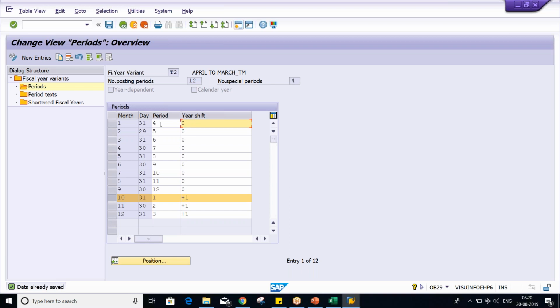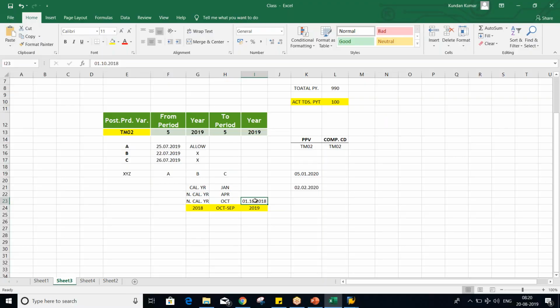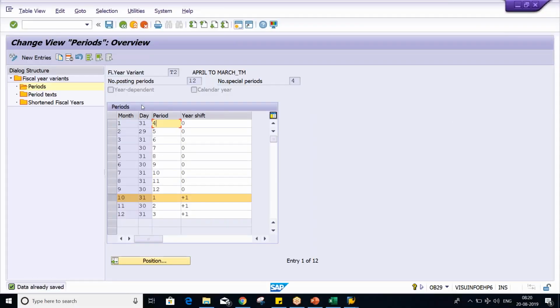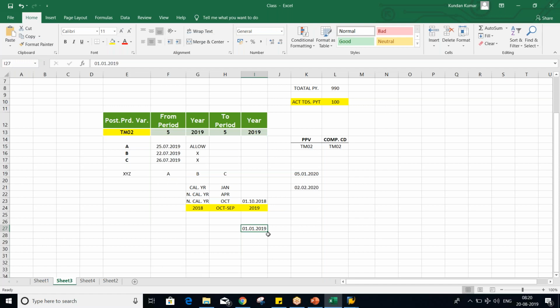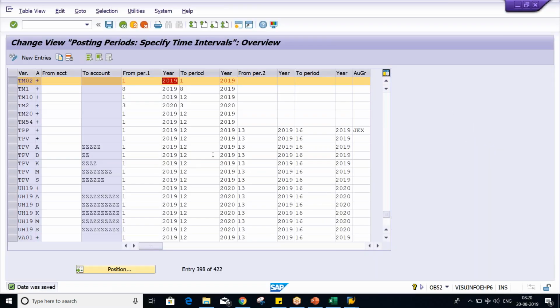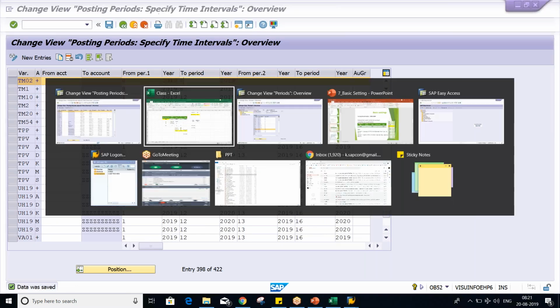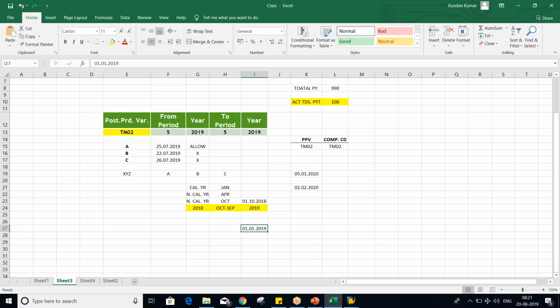And from January onwards, we have already entered 2019, right? So the system only has to read it out. Let's suppose it is 1st January 2019. The system is going to read out the period 01. 01 means what, guys? 01 means what period? And the year, no issues, because 2019 is there, and here we are going to open for 2019 to 2019, right? So this is how year shift is going to function.